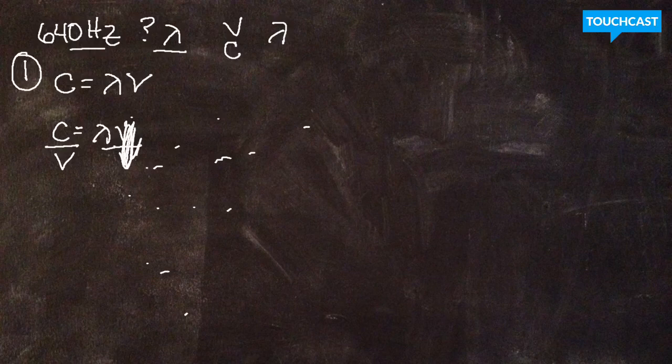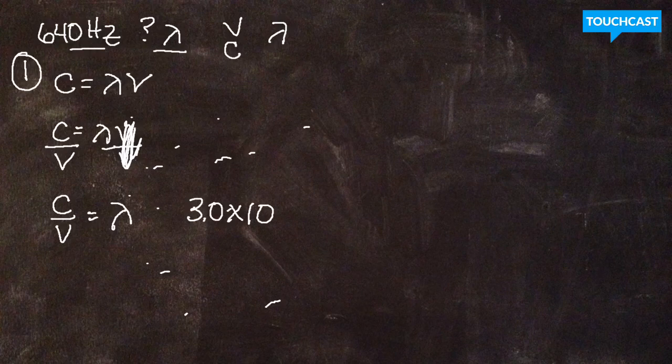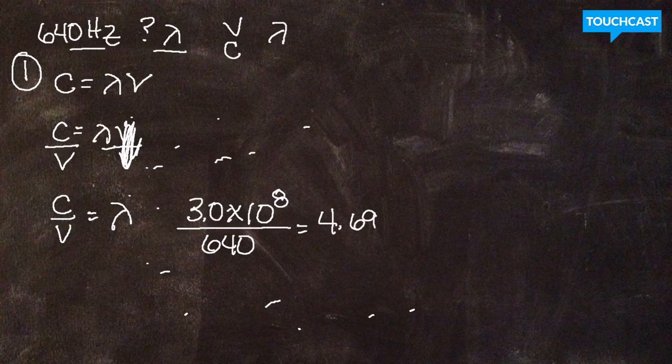Here's what all your little math homework has always been about: it's science. Can't separate math and science. So then we get the speed of light divided by the frequency, which was 640, gives us 4.69 times 10 to the 5th.